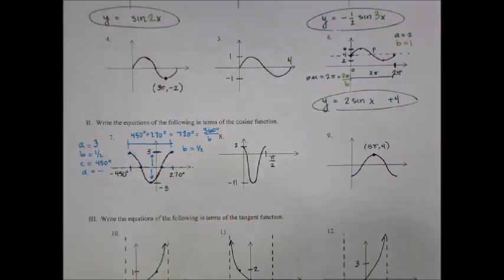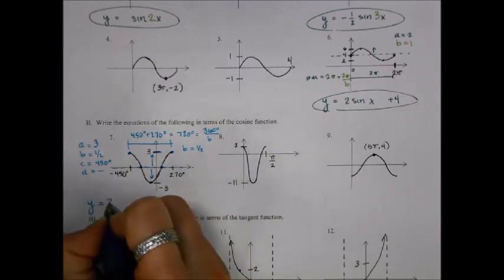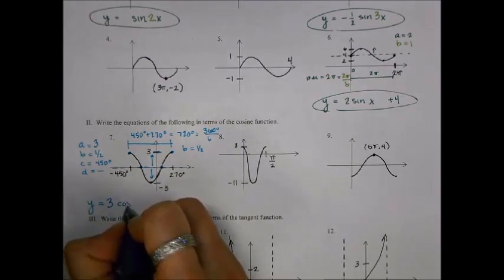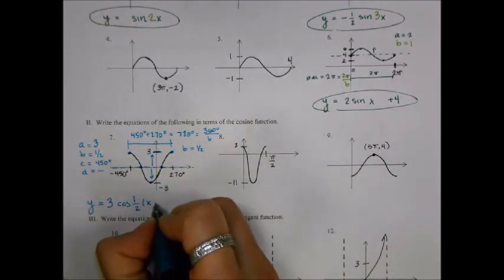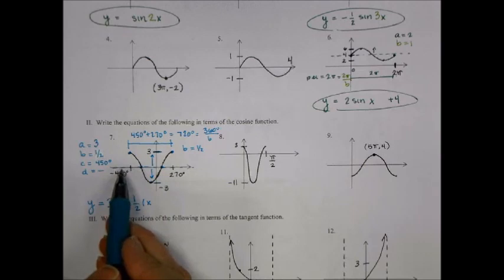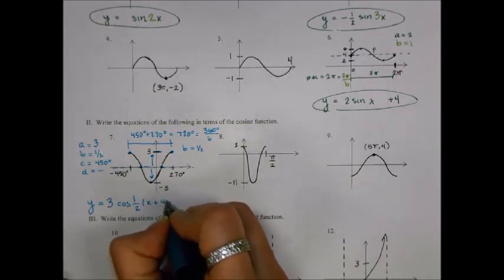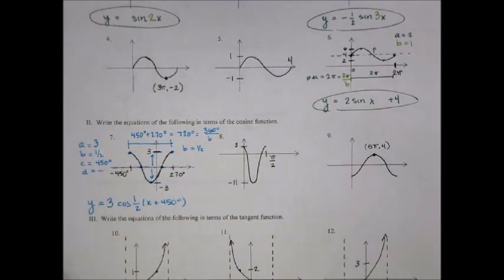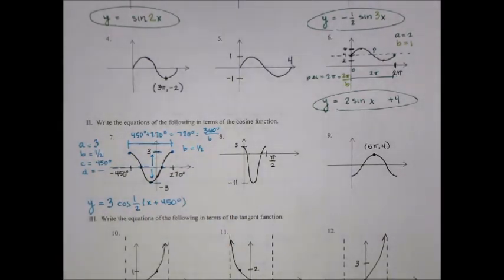And we'll write our equation. So we have +3 cosine 1/2 of x. It's gone left 450, so we want to have plus 450 degrees. And then it hasn't shifted up or down at all, so there was no plus or minus anything here for the d value. Okay, we're going to go on to number 8.